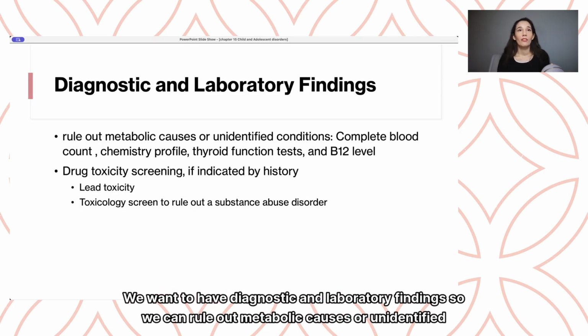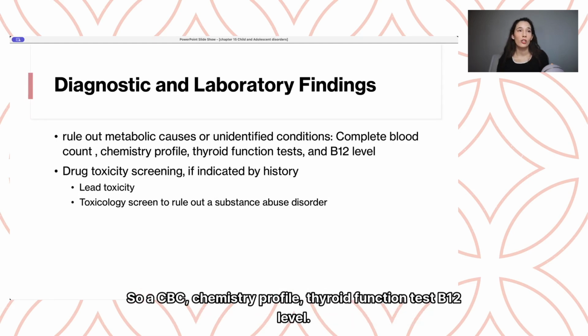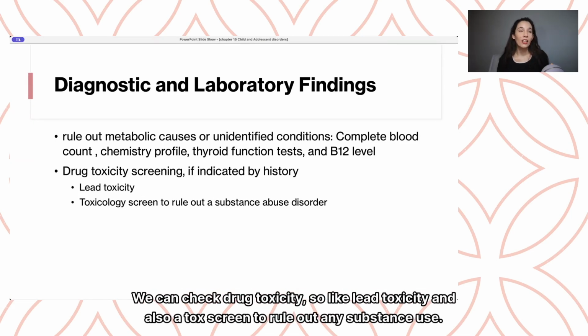We want to have diagnostic and laboratory findings so we can rule out metabolic causes or unidentified conditions. So a CBC, a chemistry profile, thyroid function test, B12 level. We can check drug toxicity, like lead toxicity, and also a tox screen to rule out any substance use.